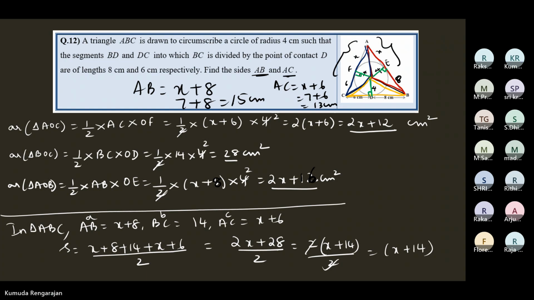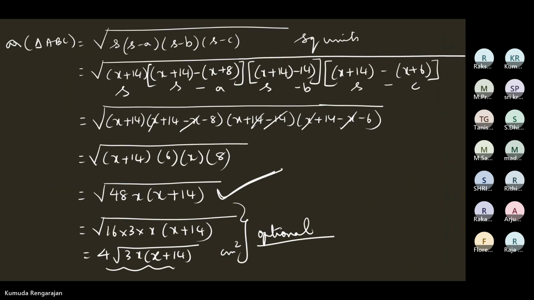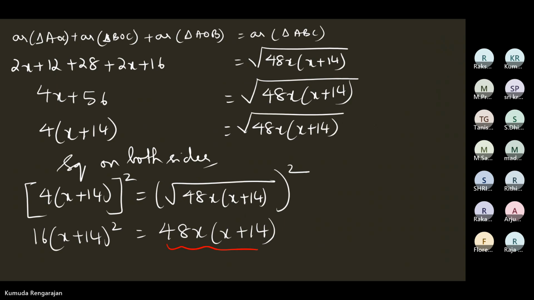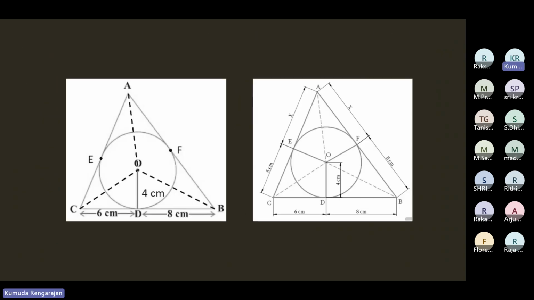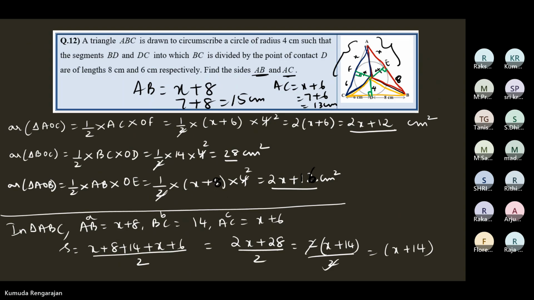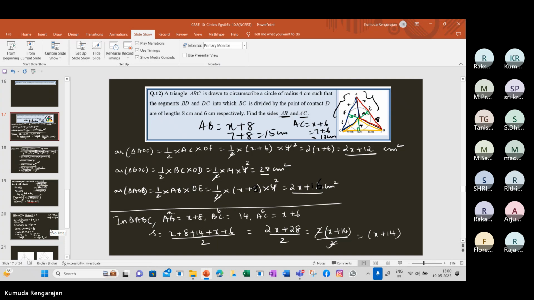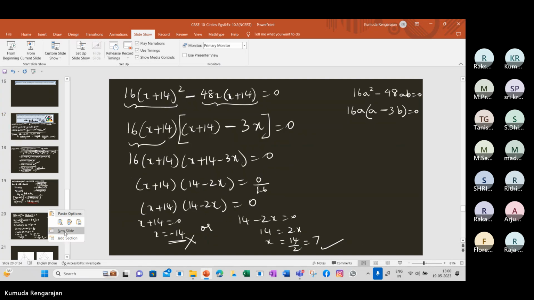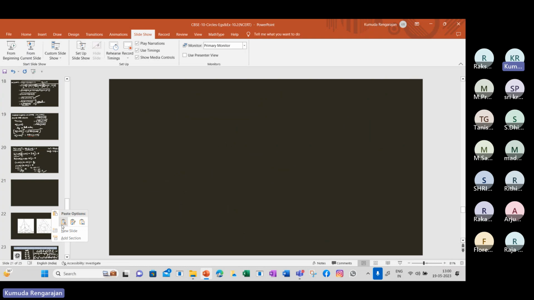All right, children. This is calculating the area of the triangle ABC using Heron's formula. Maybe we'll just do it once again, 1 minute, but a little faster.